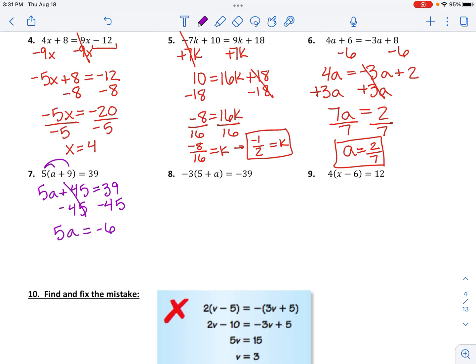Don't freak out when it comes to fractions, okay? 5 times a, we know we got to divide by 5. This fraction will not simplify, so I'm just going to leave it as -6/5.